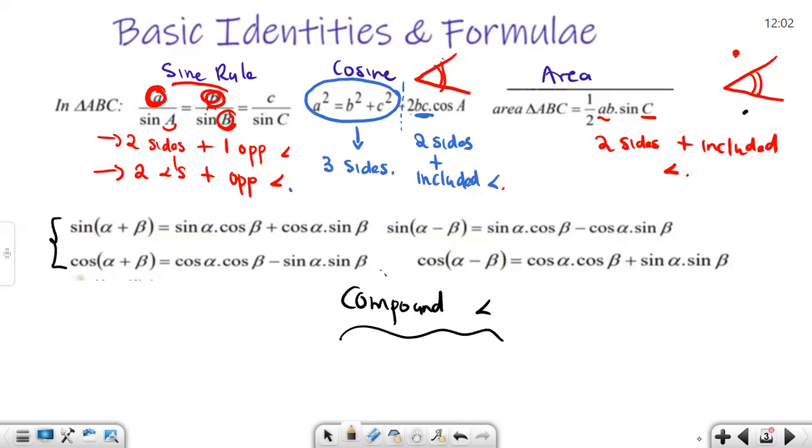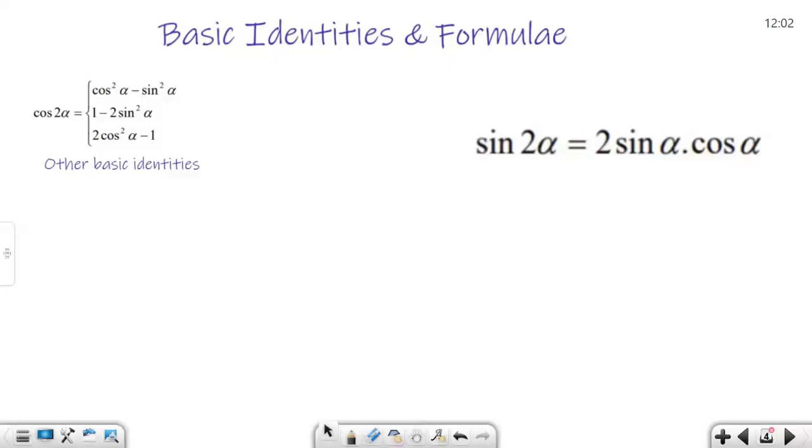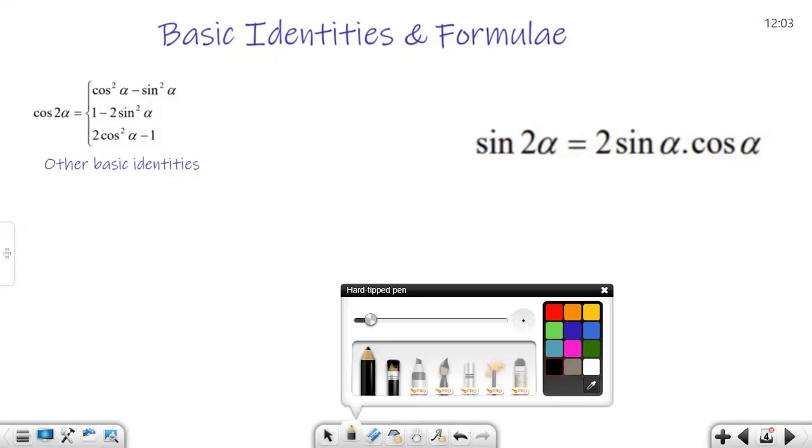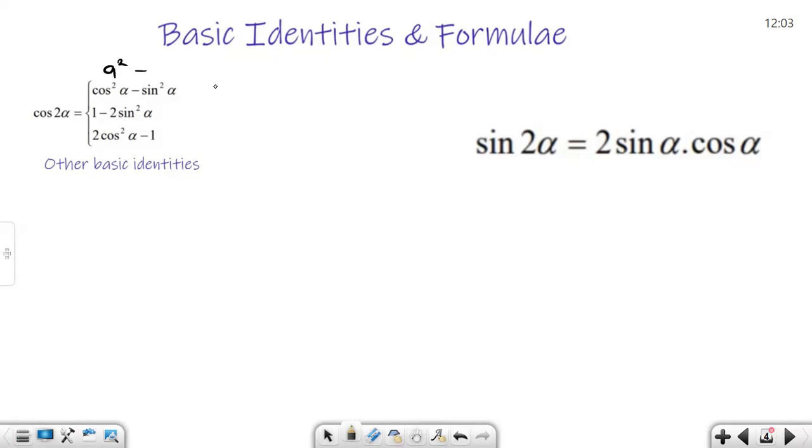Number three, let's quickly run through this. We don't have time, but I just want to quickly run through it. This is our basic identity. My dearest people, the first one: cos 2 alpha equals cos squared alpha minus sin squared alpha. This doesn't end there. I want you to see this as a difference of two squares.